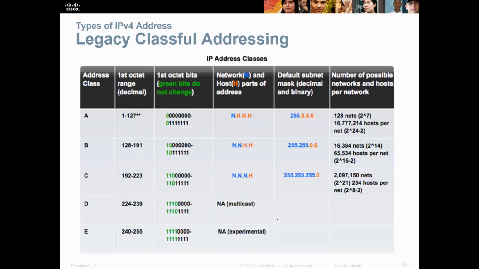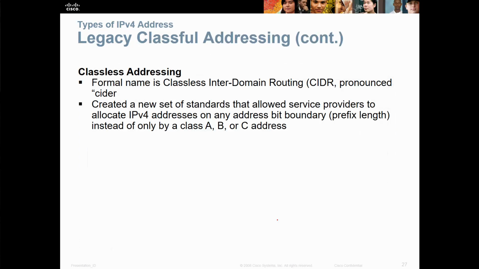So legacy classful addresses, again, Class A, Class B, Class C. We already talked about the private address portions, and we didn't really talk about the actual numbers that classify A, B, and C. If we were looking at between 1 and 127 in the first octet, that's Class A. If we're looking at 128 through 191, that's Class B. Again, this is going to be in the first octet. Anything in the 192 through 223, those are all Class C addresses. But we moved away from classful addressing, and we got this new thing called classless. The formal name for classless is Classless Inter-Domain Routing, pronounced CIDR. This created a new set of standards that allow service providers to allocate IP addresses based off of a different bit boundary, meaning the subnet mask could vary.